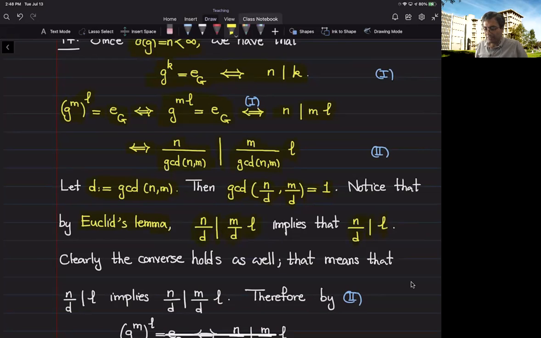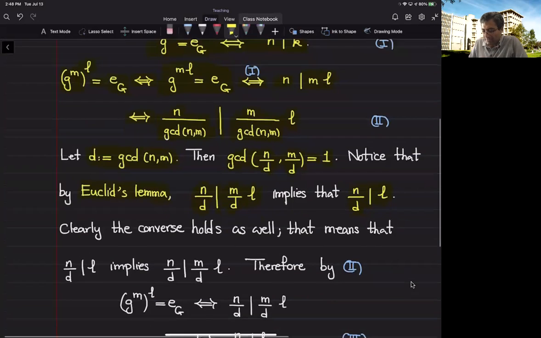Altogether, what did we get? We said that g to the m raised to power L is the neutral element precisely when n over d divides it. So that means n over d is the order of g to the m. Okay, so remember, of course, when n over d divides L, then n over d divides this product. So we have if and only if.